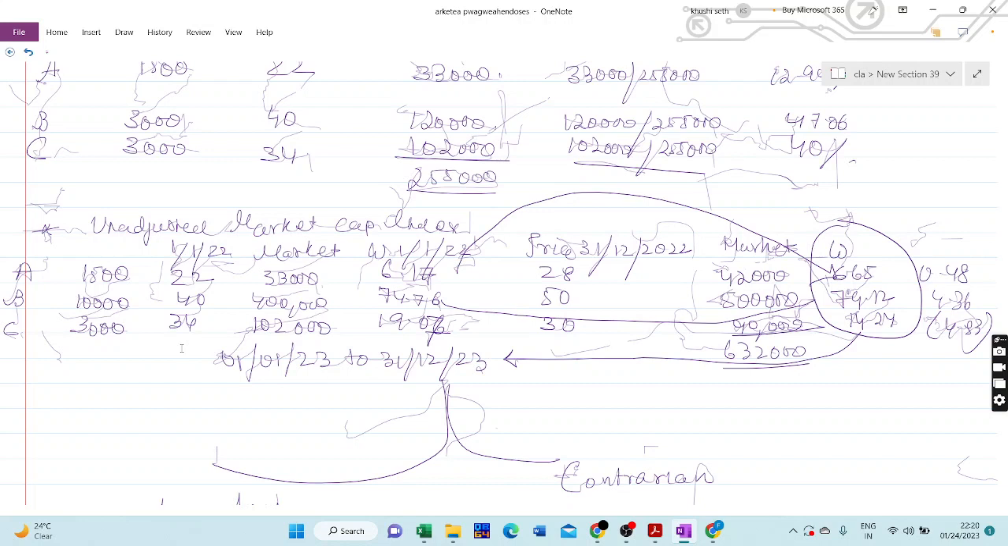And that's exactly what is happening in this unadjusted market cap index. And there would be a similar picture in the replicating portfolio. So the point here is that the replicating portfolio, that is the portfolio that replicates the market cap weighted index, follows a momentum strategy. Guys, are we good, please?